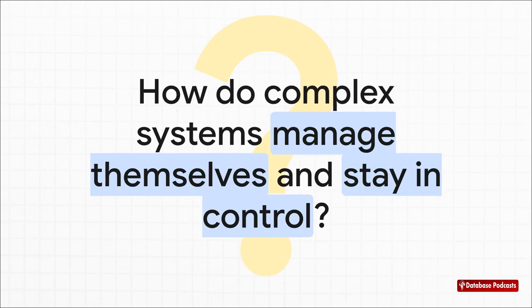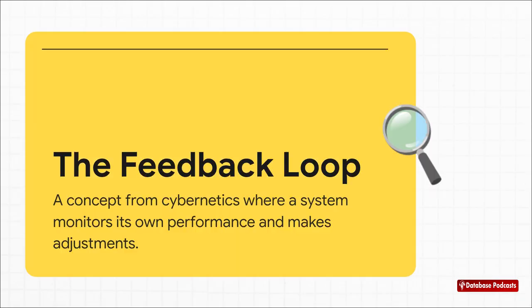Well, the answer comes from a field of study you might not expect: cybernetics. The key concept here is something called the feedback loop. And this isn't just some tech buzzword, it's a fundamental principle of how any complex system stays in control, whether it's a living thing or a global shipping network. It's the built-in mechanism for a system to watch itself and constantly correct its own course.